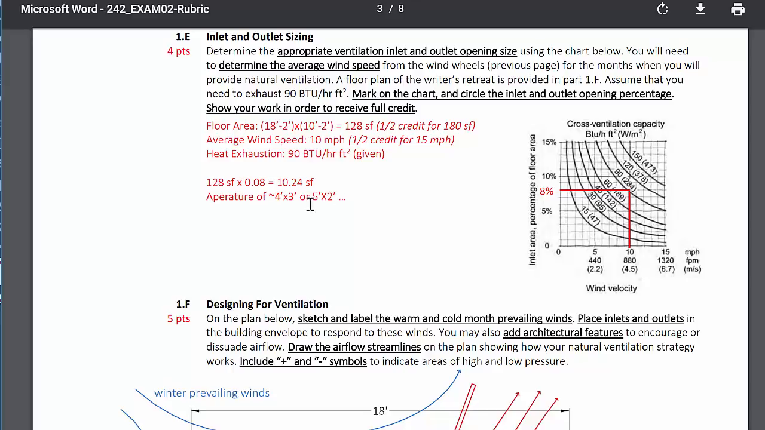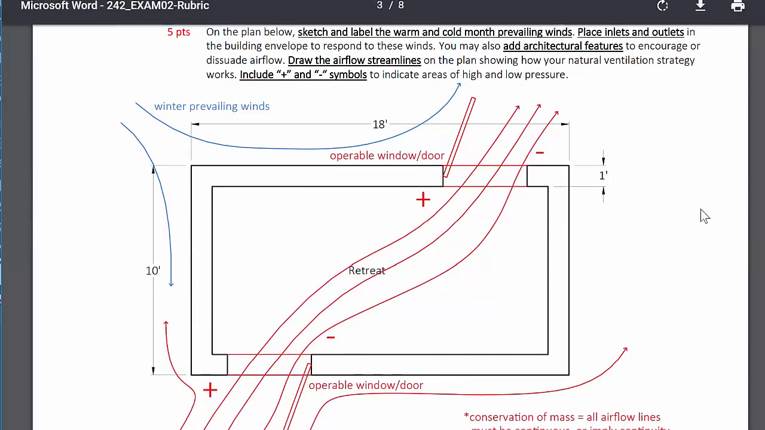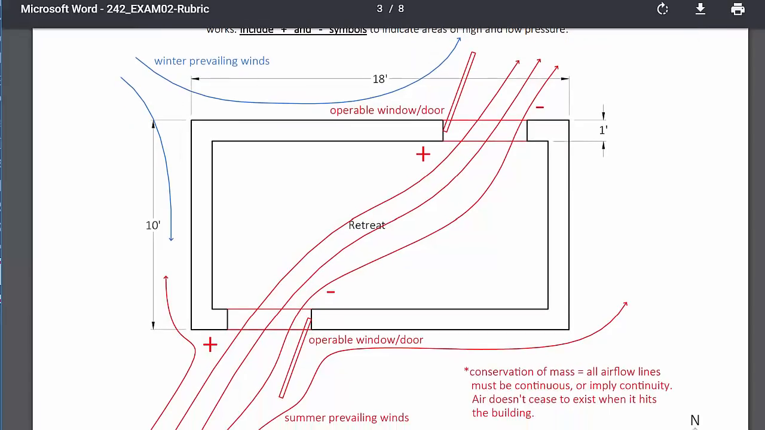And in order to move on to the next question, I approximated a size of what that inlet or outlet would be. In the ventilation question, you were asked to indicate the prevailing winter wind here. We wanted to make sure that you drew the streamlines, the wind flow streamlines, as continuous lines, or at least implying continuity. We did take off a half a point or a point, depending on how many times you did this, if you drew the wind just stopping at the building.